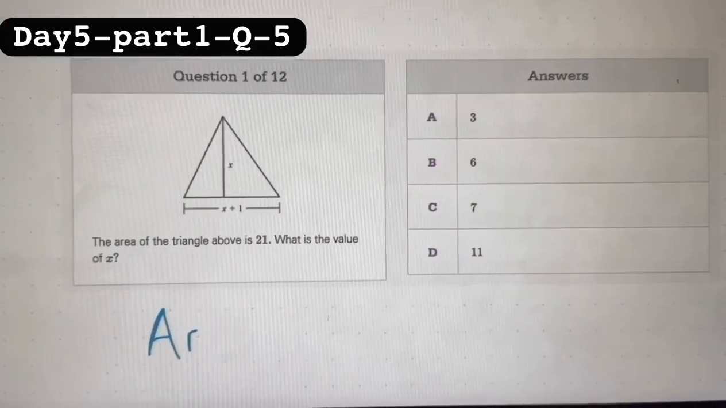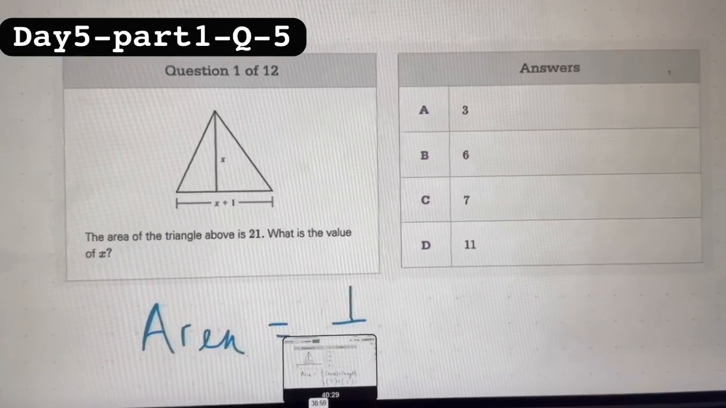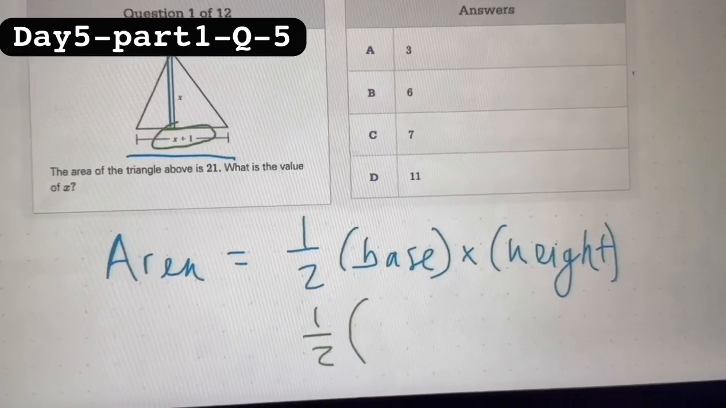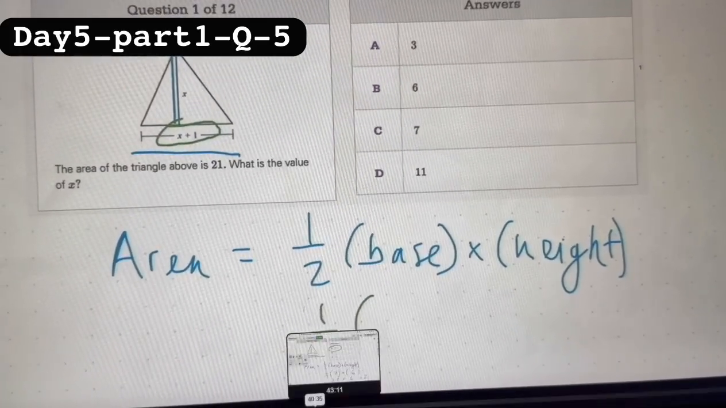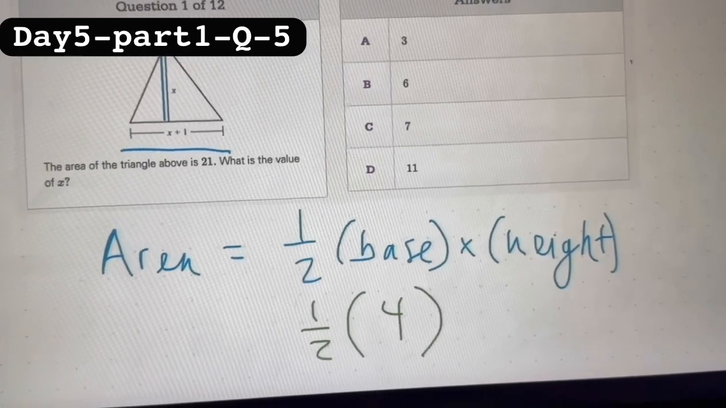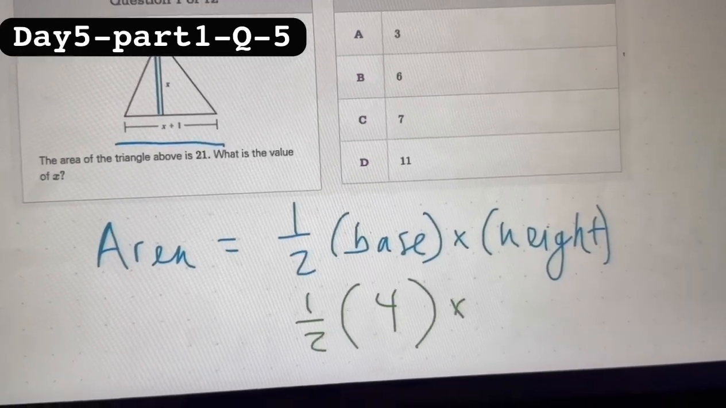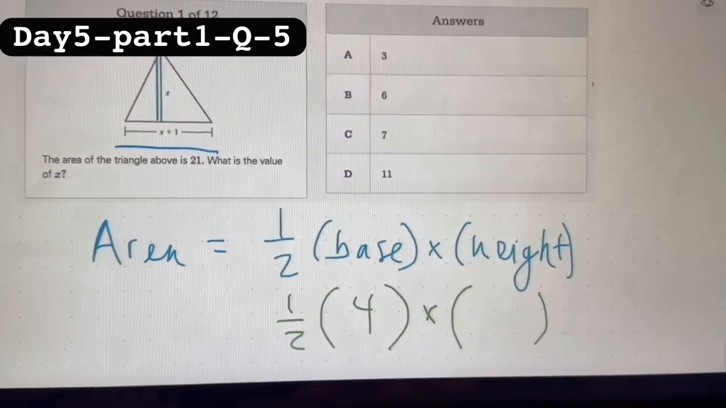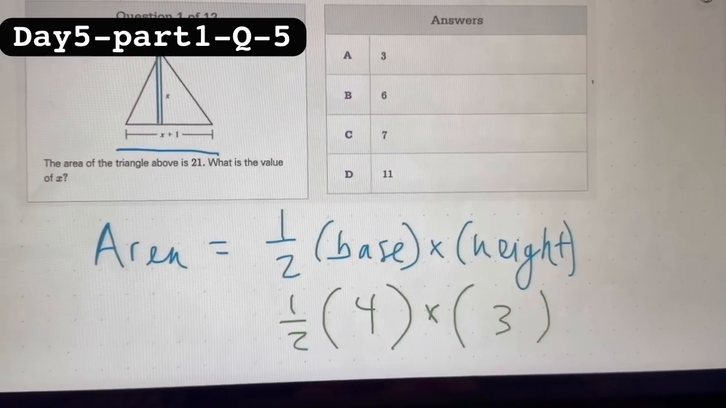Area equals, and my handwriting is terrible. So the new base, remember, is x plus 1. Okay. So before the base is exactly, the new base is 4, if x is 3. Okay. And what's the height? 3. 3. Absolutely.